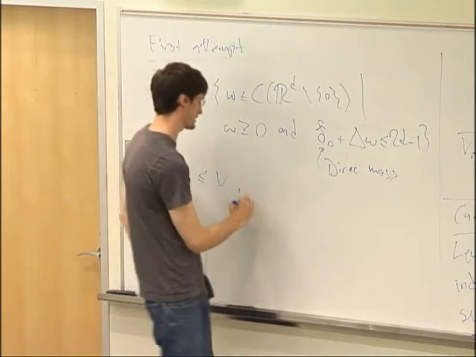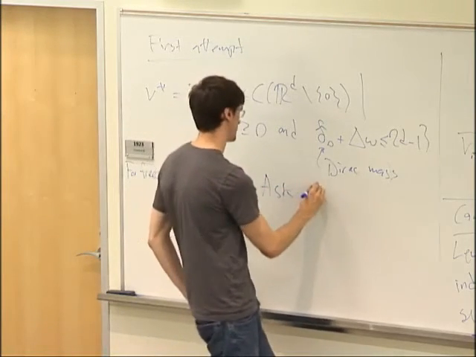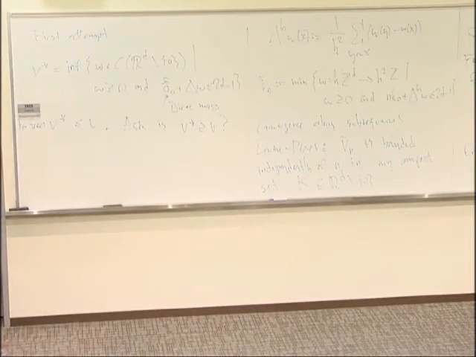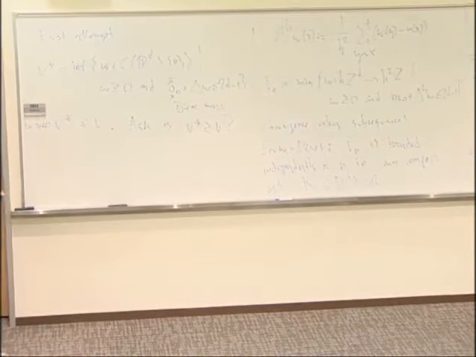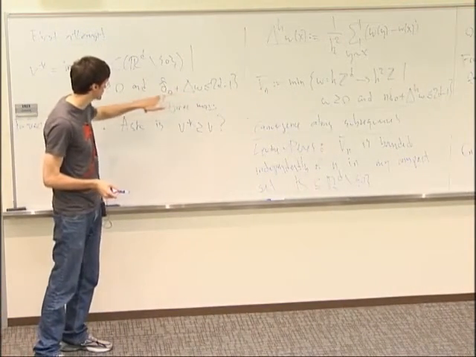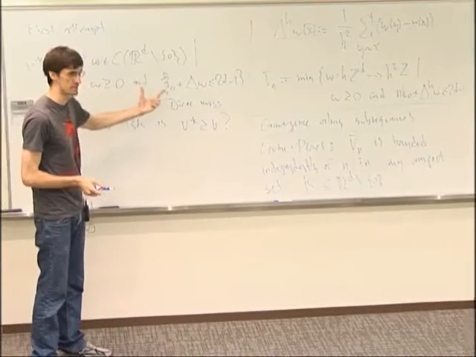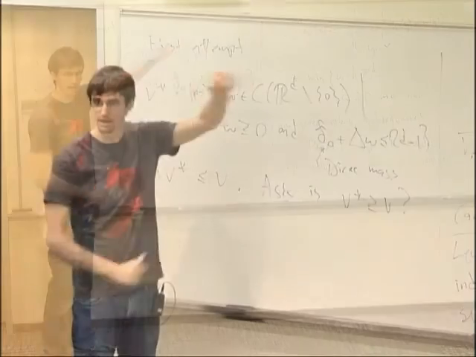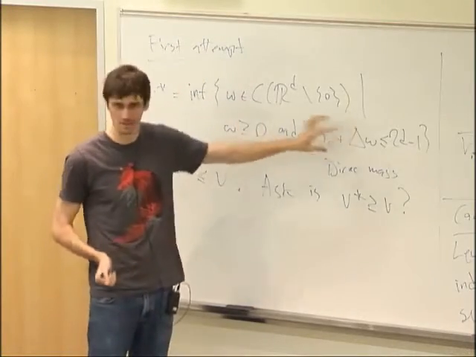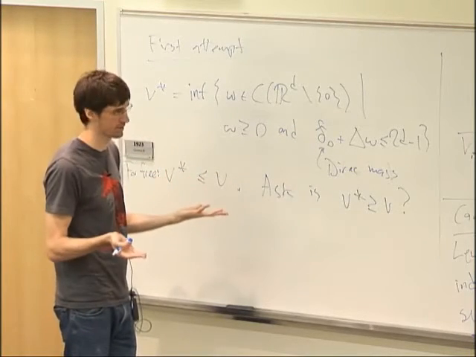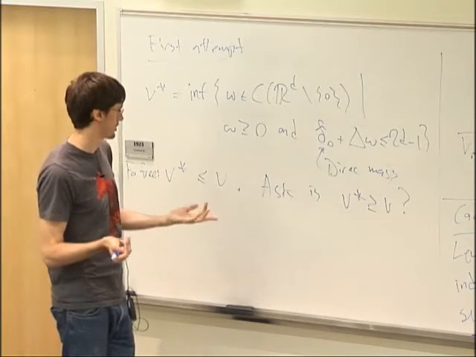And now we ask, is v star greater than or equal to v? And the answer is immediately no, or at least it better not be, if the pictures are correct. The reason is very obvious: this constraint is radially symmetric. If you take any function w satisfying these two constraints, you can rotate it any amount you want around the origin, and it's still going to be in this class. So this infimum is going to be radially symmetric. But we know that the limiting image isn't, so this can't be right.